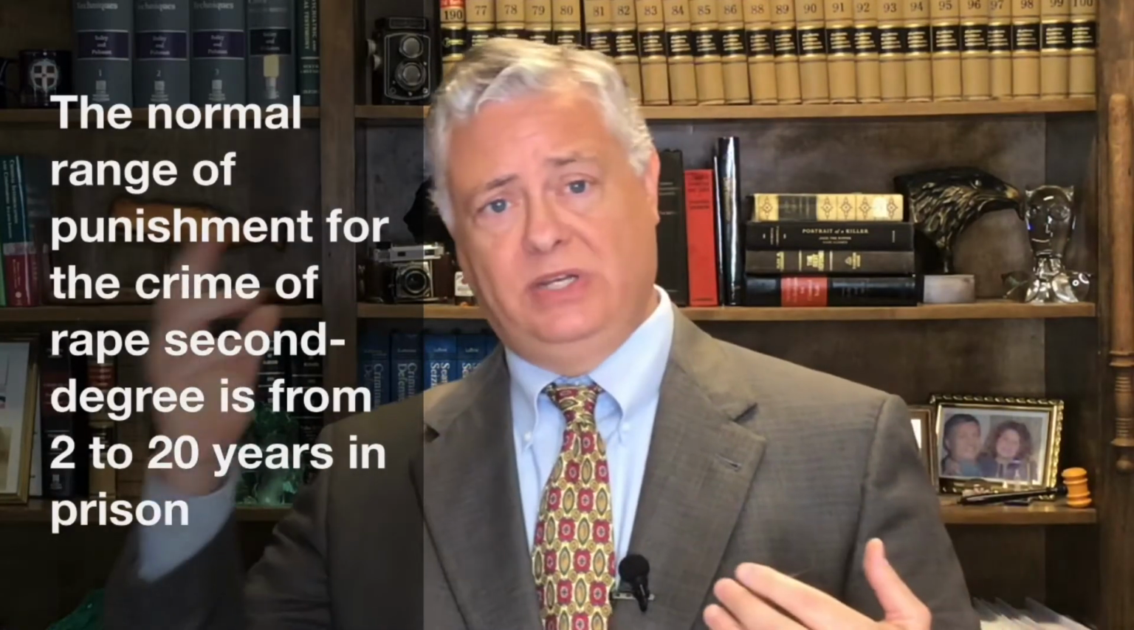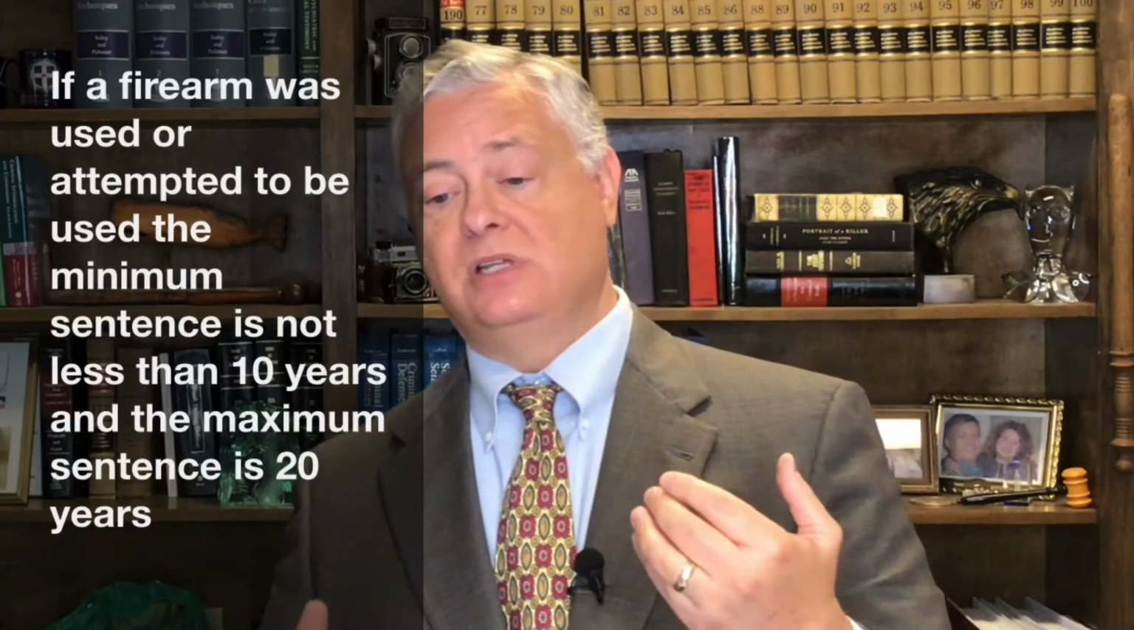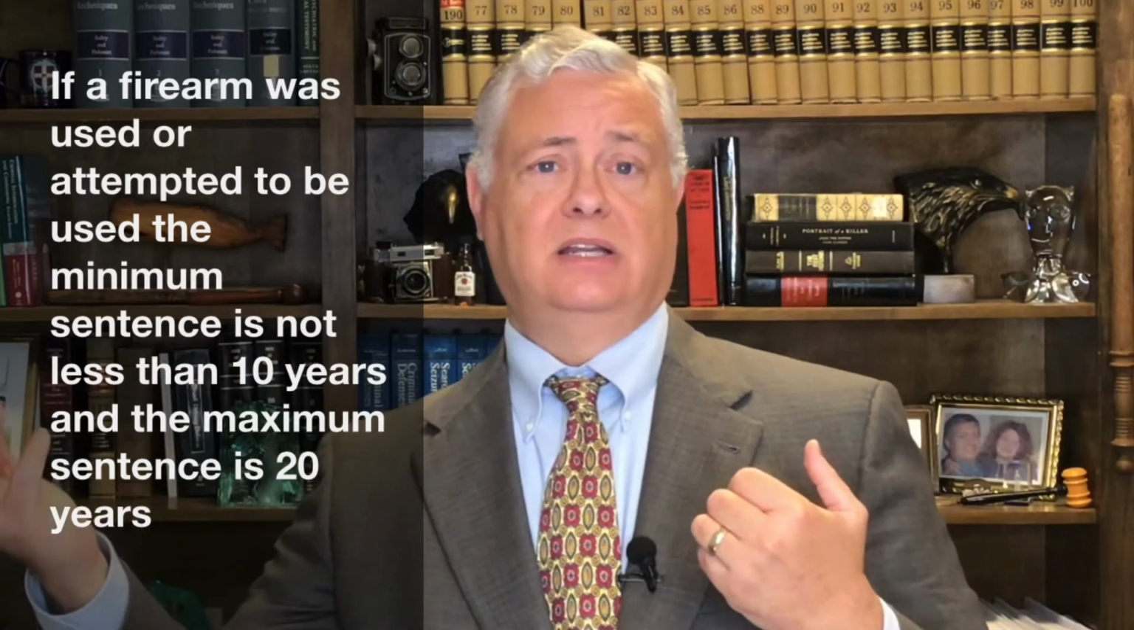Now, whether or not the woman is or isn't able to form the level of consent is a factual question usually decided by a jury. But if she is not capable of giving consent and a man has had sex with her, that would be rape as well. That would be a form of rape second. Rape second normally carries a range of punishment of from 2 to 20 years in prison. However, there are enhancements. Again, if a firearm is used, it can be 10 to 20 years. So there you have it.